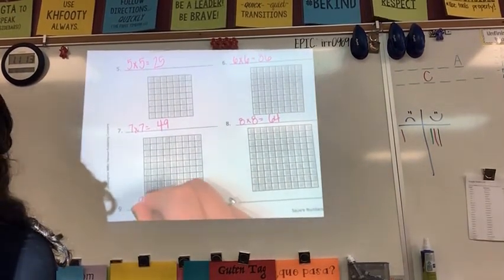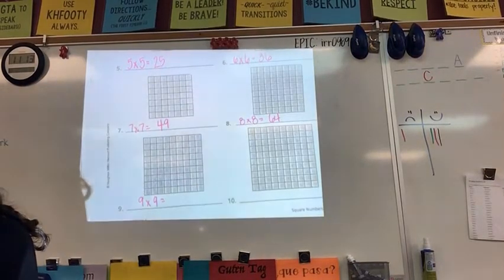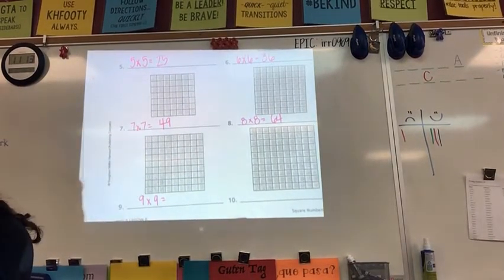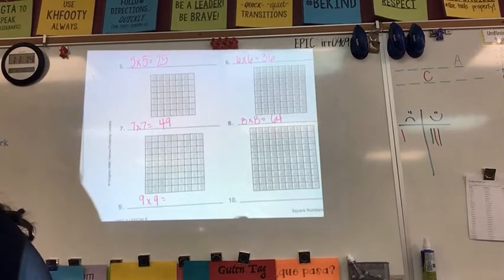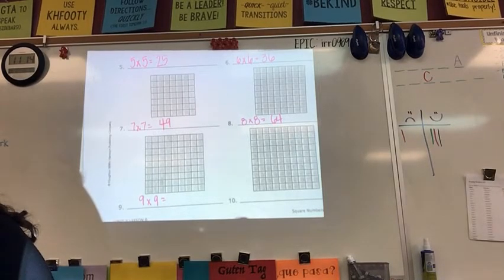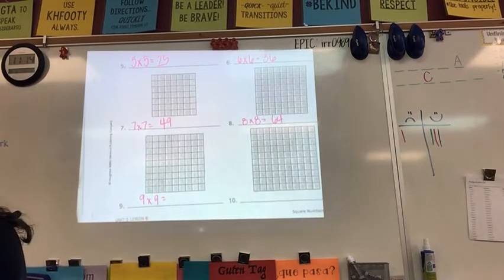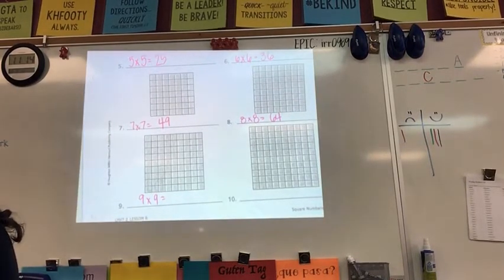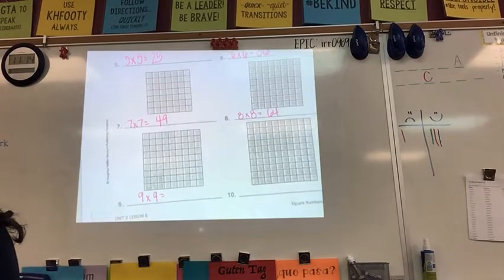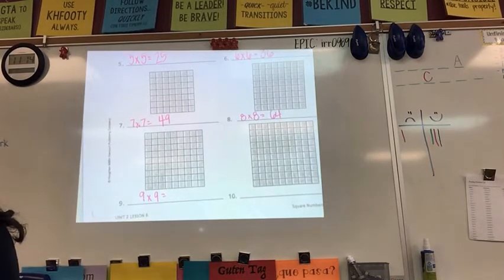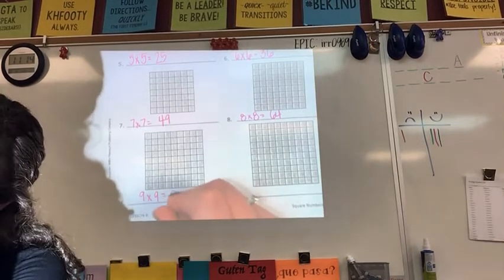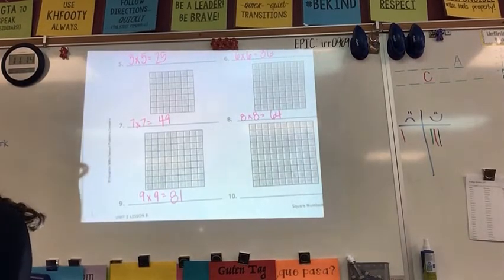How about this one? This is a 9 by 9 shape. What would the area of the shape be? All right, Gunnar, what would this one be? A 9 by 9er. What would the area of a 9 by 9 shape be? 81. So class, 81 is another square number.